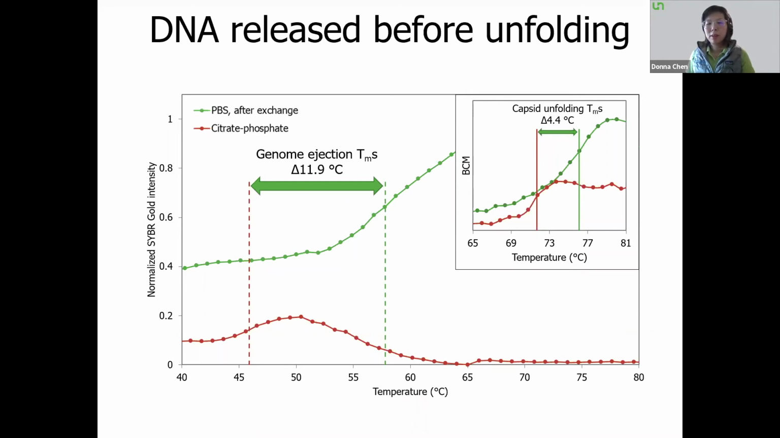So UNCO's capability of looking at these data in parallel will enable us to see the AAV stability behavior. If you just look at the thermal melting temperature or the unfolding temperature of the AAV, you will miss that your DNA was actually released earlier.